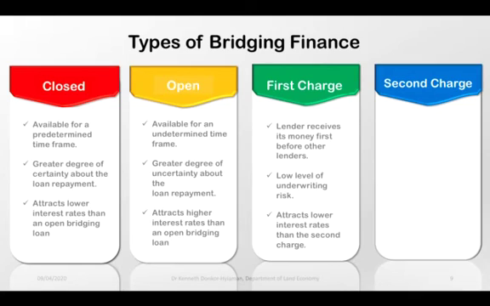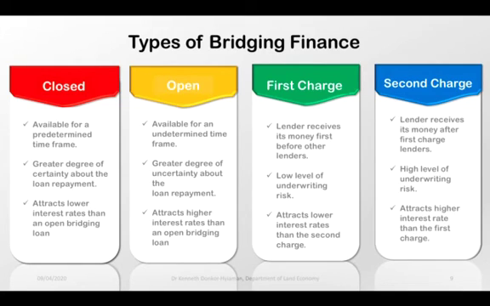And then the third characteristic you need to look out for is that the first charge bridging finance attracts a lower interest rate than the second charge, which is much riskier. So what are the characteristics of the second charge? So we say that lenders, unlike in the case of a first charge, receive their money after the first charge lenders. Because of this arrangement, the lenders are exposed to a higher level of underwriting risk, and hence they will charge a higher interest rate than the first charge will do.